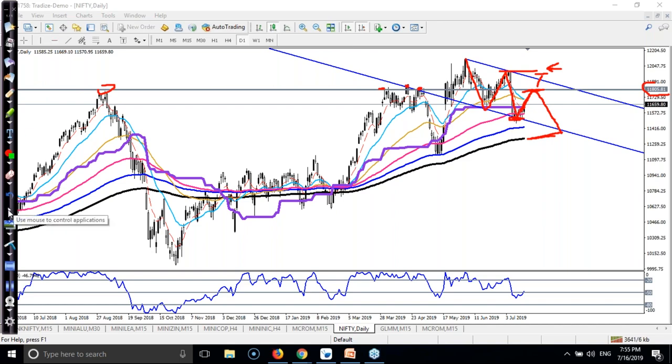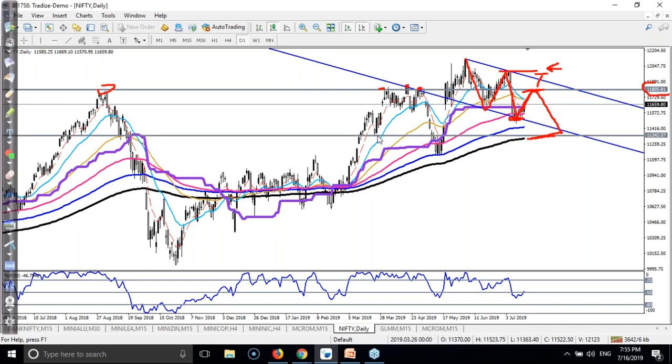Now let me show you the supporting point. Let me draw the supporting point. Here was a supporting point, near the 200 moving average. Why am I putting it there? You can see this was a previously broken support. Price fell here and it became a support and pushed down, and after that it broke.